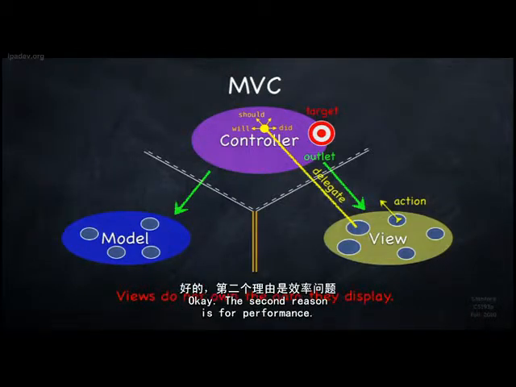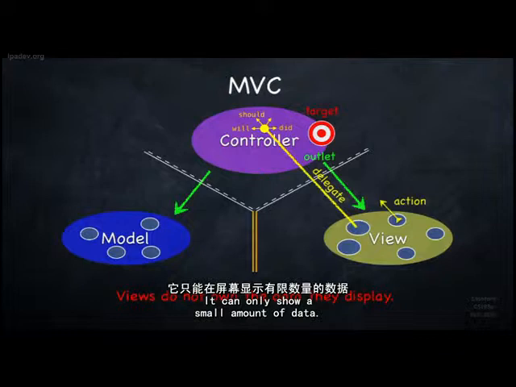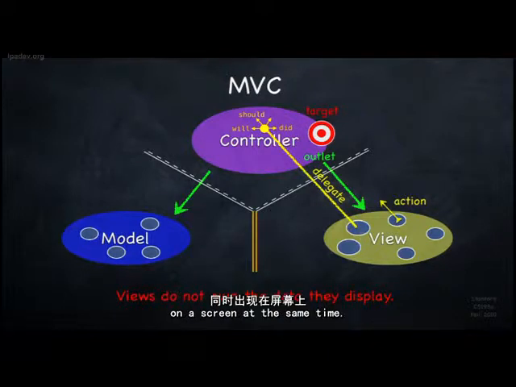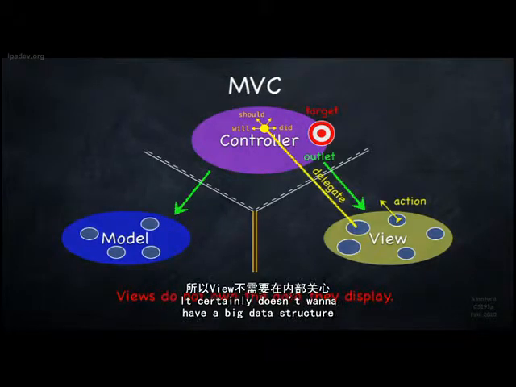Okay? Second reason is for performance. Okay? The iPhone screen is very small. It can only show a small amount of data. If you've got a space shoot 'em up game, you can only see a few ships at a time. Okay? You're not going to see 40 ships on the screen at the same time. So you do not want that view to even worry about those 40 ships. You shouldn't even see them. It certainly doesn't want to have a big data structure with them in there. Okay?